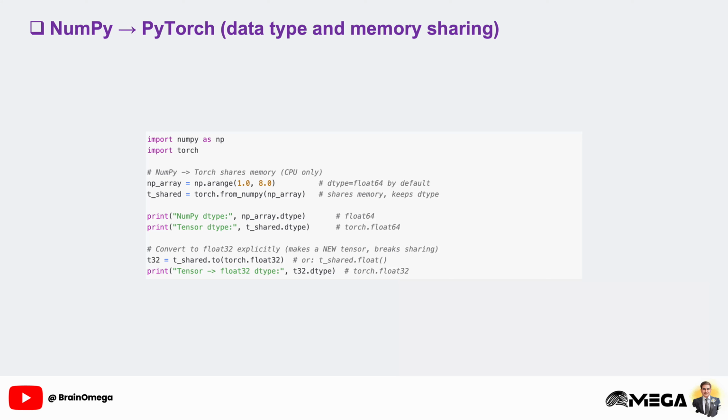Welcome to the third part of our PyTorch tutorial course here on BrainOmega. In the previous parts, we explored the basics of tensors and operations, and today we're going to dive deeper. We'll see how PyTorch works seamlessly with NumPy, one of Python's most widely used numerical libraries, and then we'll cover reproducibility, which is the key to running experiments that give the same results every time.